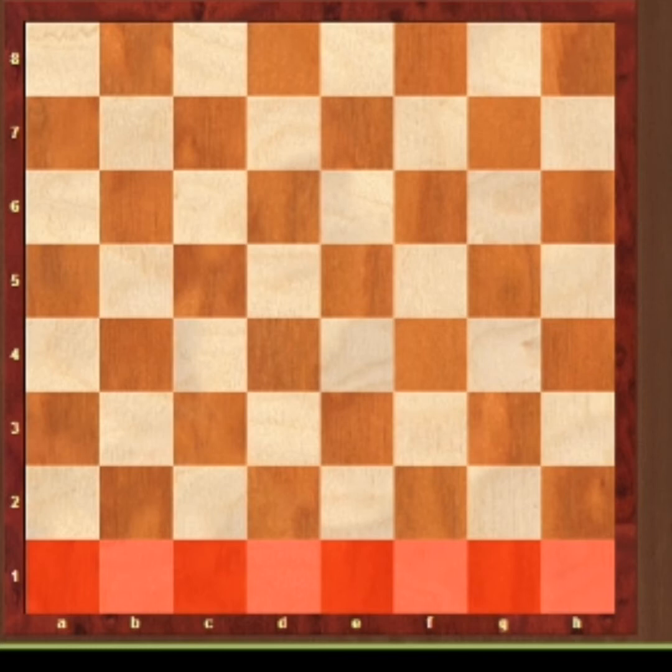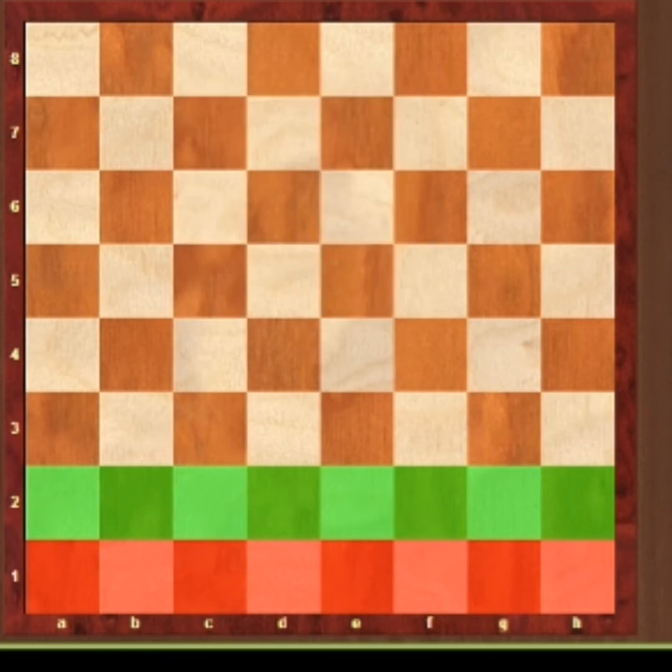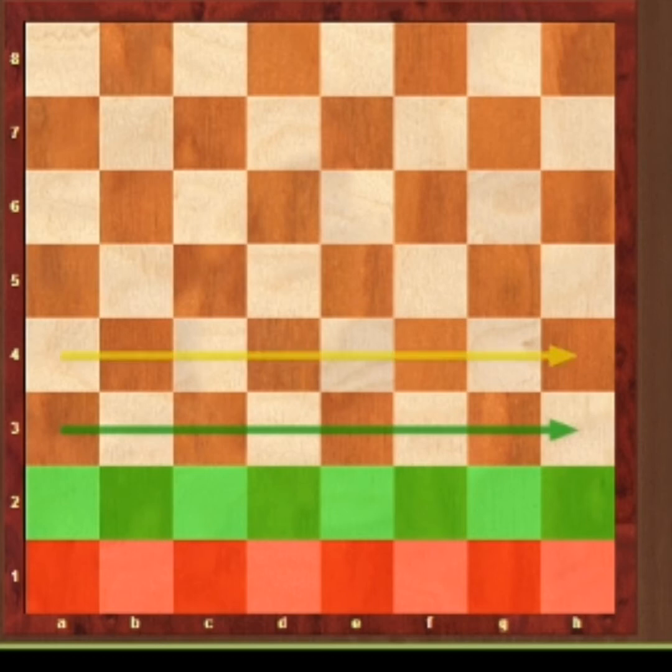and I'm guessing you guys will be able to easily guess what this rank might be, and that is the second rank. And hopefully you get the picture. That's the third rank, fourth rank, fifth rank, sixth rank, seventh, eighth. Okay, so the board, the horizontal lines are known as ranks.